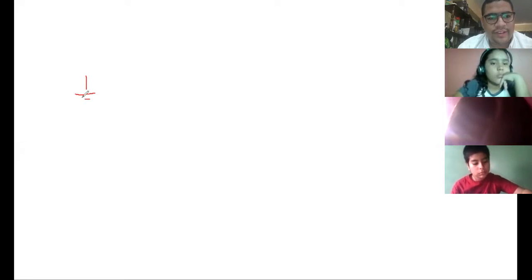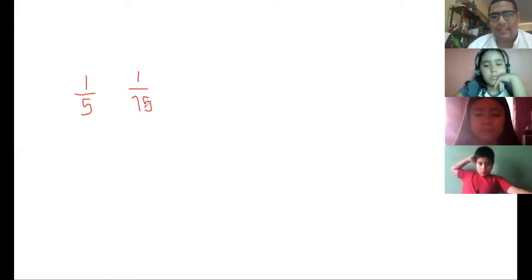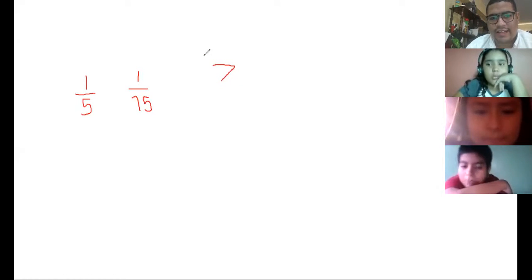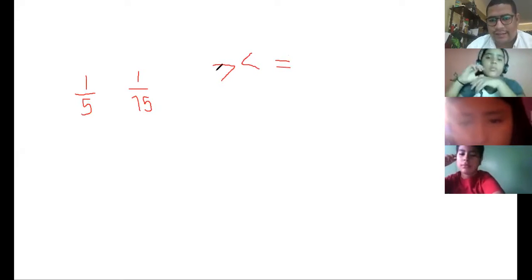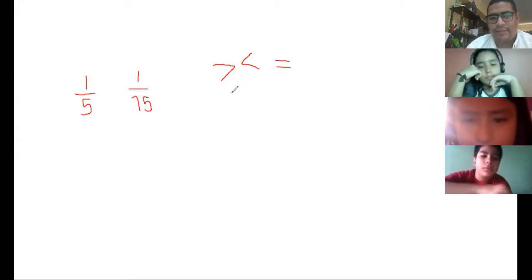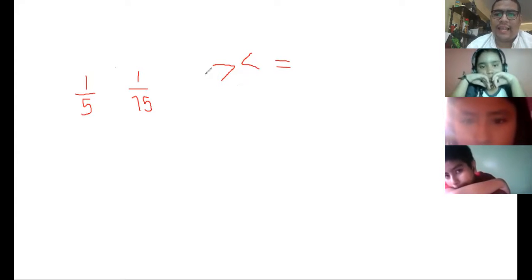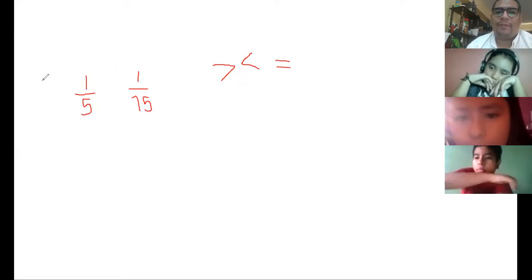Then we have 1 over 5, and we have 1 over 15. The options we have are greater than, less than, or equal to. Remember that this open part, when we place it in the middle of two fractions, represents the number that is greater. And this little point represents the part that is less than the other number. So we will say it in this way.